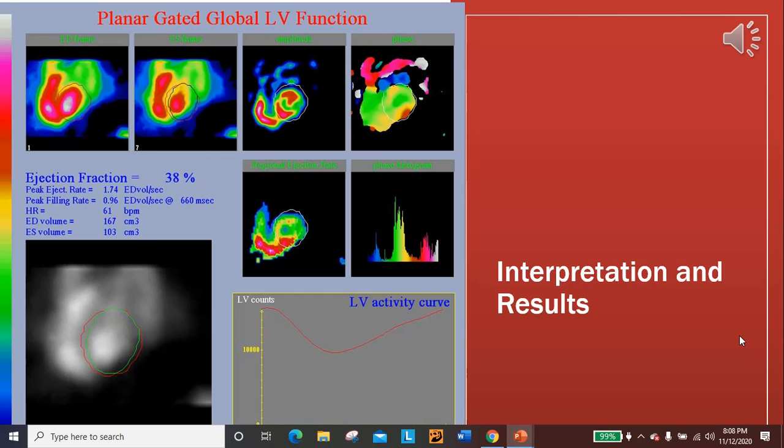The ejection fraction is 38% on the muga, which matches with the stress test. So there must have been some kind of technical issue when it came to recording the ejection fraction for the echocardiogram.